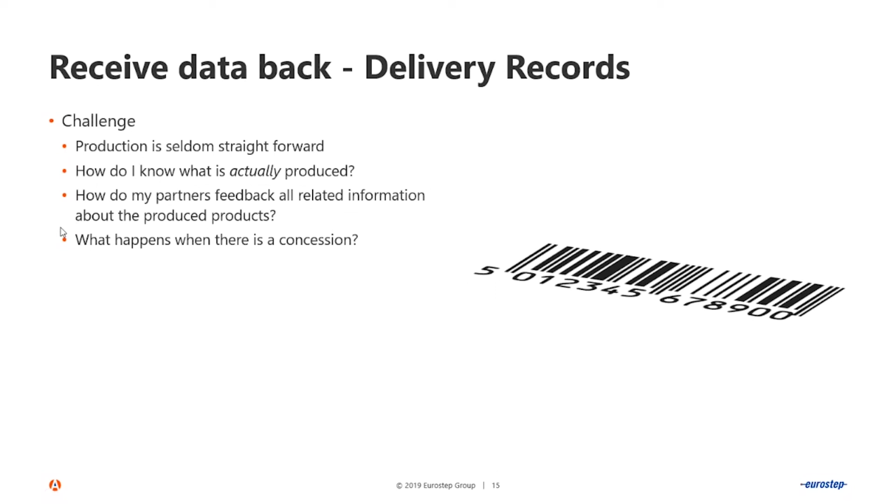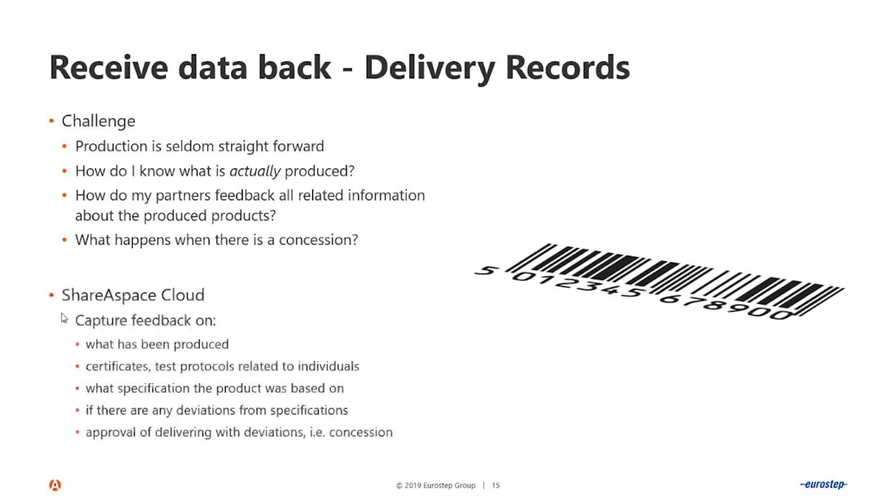All right. So now we have shown how we upload data, how we share data, how we change the data, how we download the data. But after running production, or during running production, it would be really nice to get data back from the suppliers as well, because that's one of the things that we lack in our communication. Production or manufacturing is seldom really straightforward. So how do I know what is actually produced? I would like to get some feedback on what has been produced and also details on the produced material.